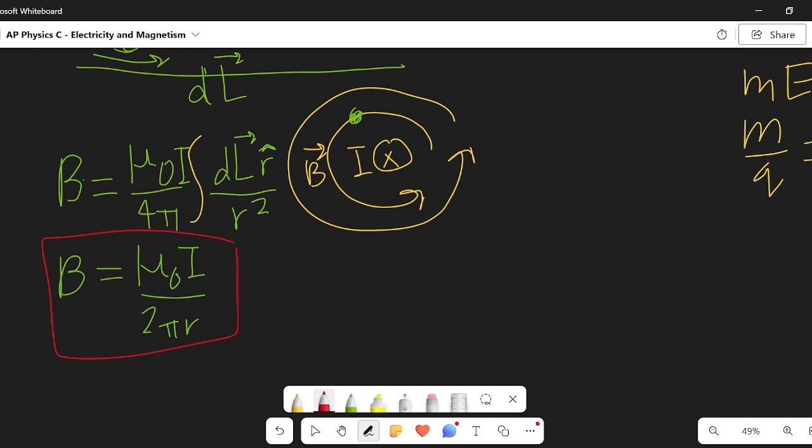This will essentially be used in the circular loop. On the actual AP exam, you're expected to quantitatively determine equations for the magnetic field caused by current carrying wires in symmetric situations such as long, straight conductors or segments of circular loops.